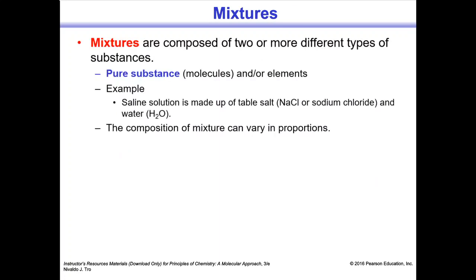Okay, so to explain that a little bit easier, I know these flowcharts get a little bit weird. A mixture can be composed of two or more different types of substance. And we either have a pure substance, so this could be molecules or elements. An example would be a saline solution. It's made up of table salt, or sodium chloride, and water.